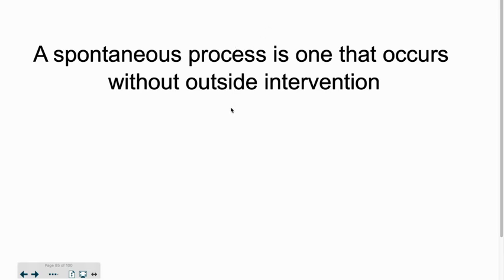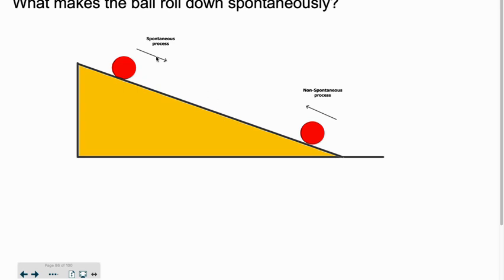This lesson is on spontaneity, which is part of HL energetics. A spontaneous process is one that occurs without outside intervention, so it pretty much happens on its own. Let's take a look at an example where we have a spontaneous and a non-spontaneous process.